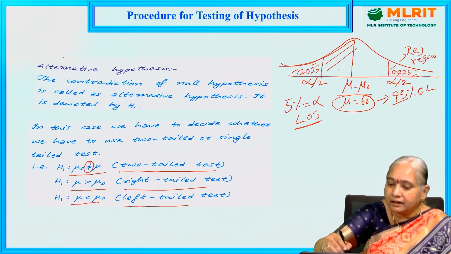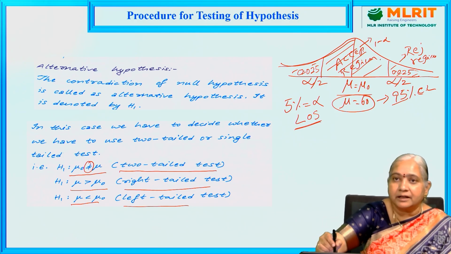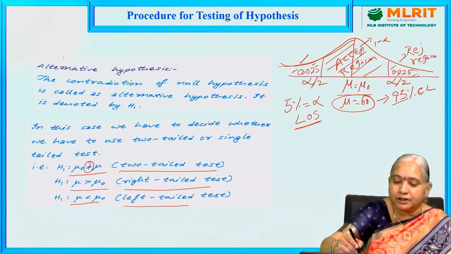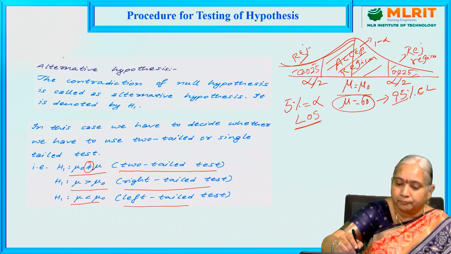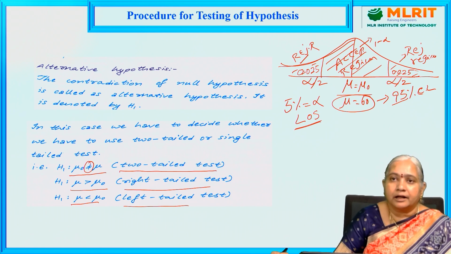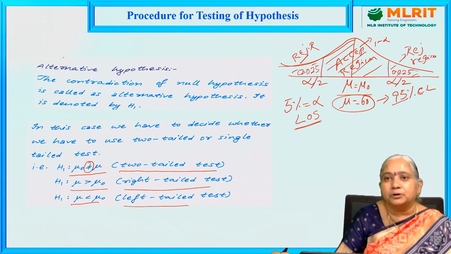And this region is called 1 minus alpha. This is the acceptance region. So this 95% is the acceptance region, and the remaining 5% is the rejection region. Suppose we divide the total error into two equal parts, alpha by 2 to the left of the mean and alpha by 2 to the right of the mean, then that is called a two-tail test.